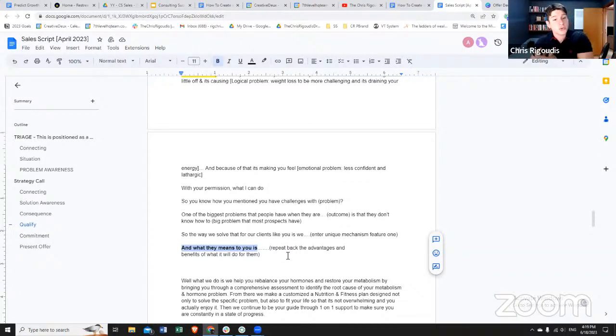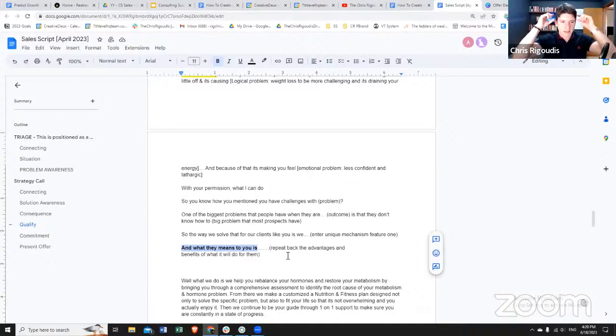Then the benefit: "What that means for you is you're going to have a day-to-day roadmap on exactly what food you should eat to reignite your metabolism, so you're never feeling lost on when you should work out and what you should eat after each workout, so we can start losing some weight. Can you see how this might benefit you?" Yes. Done. Pillar number one.